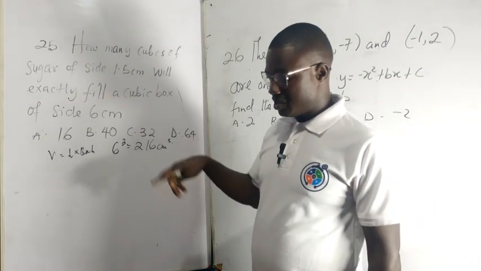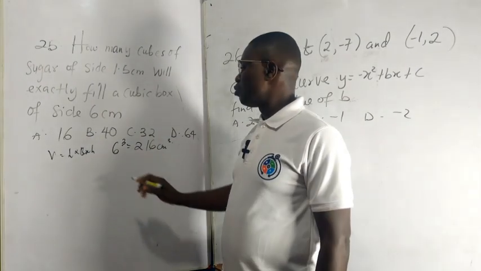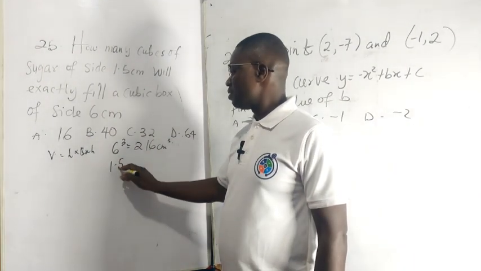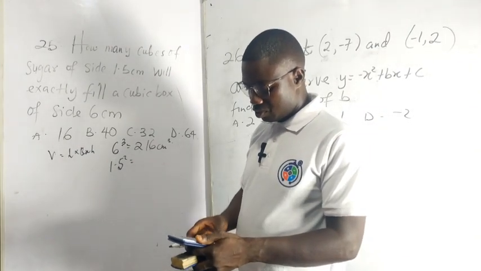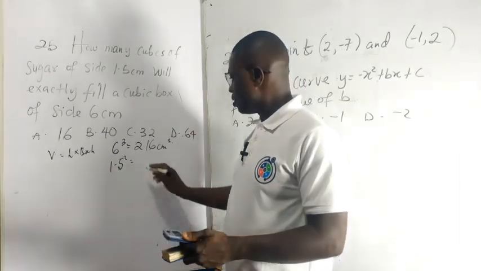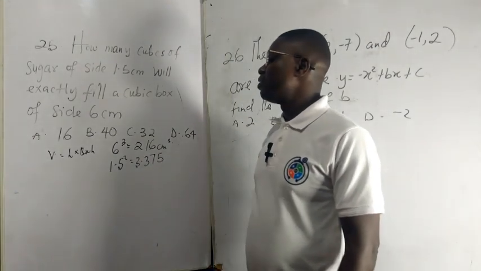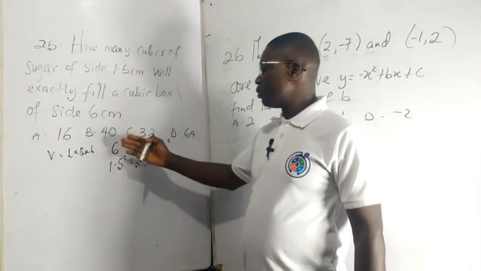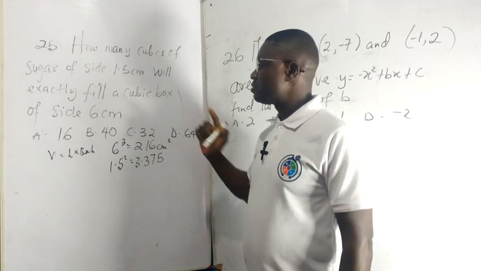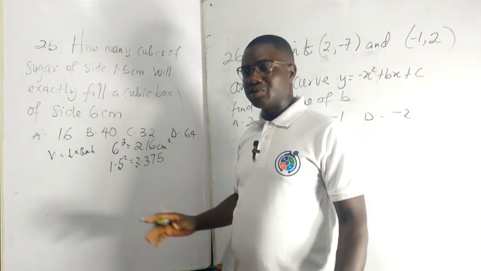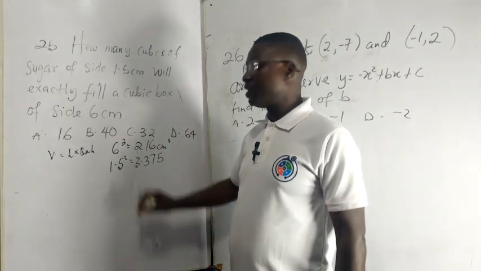And then they say that the length of the smaller sugar cube is 1.5. So if you want to get the volume of one sugar cube, you are going to do 1.5 cubed, which is going to give you 3.375. Okay, so in order to know the number of cubes that can fill this particular bigger cube of 6 centimeters, you divide the bigger by the smaller.